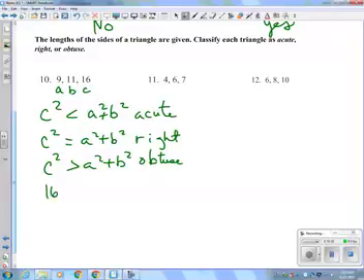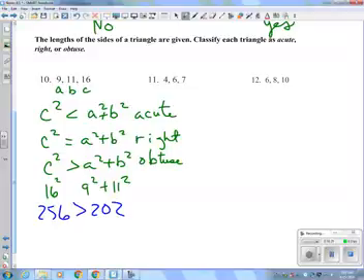So if we look at 16 squared, 9 squared plus 11 squared, we don't know which symbol to put between there right now because we need to work the two sides to see if it's greater than, less than, or equal to. So 16 squared comes out 256. And 9 squared plus 11 squared comes out 202. 256 is greater than 202, so that makes this one obtuse.